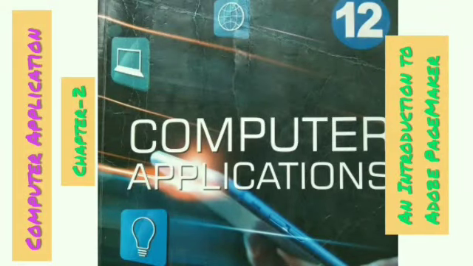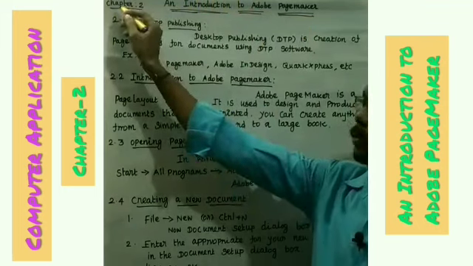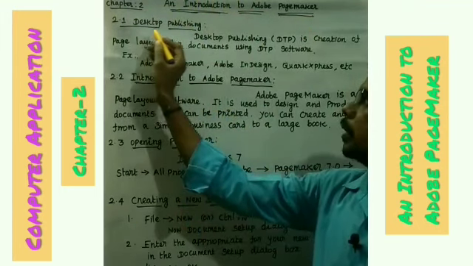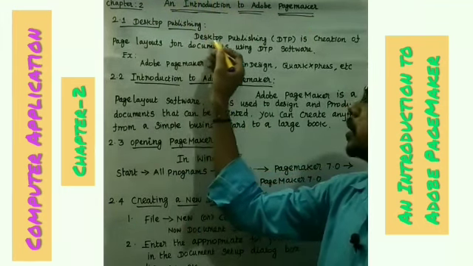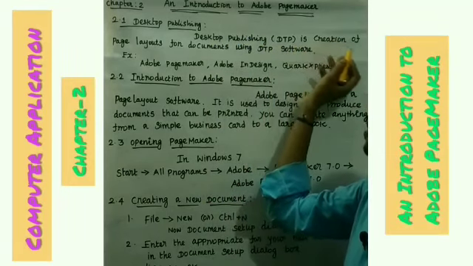Today we'll see an introduction to Adobe PageMaker. That is chapter number 2. First one, desktop publishing. Desktop publishing, abbreviated as DTP, is the creation of page layout.